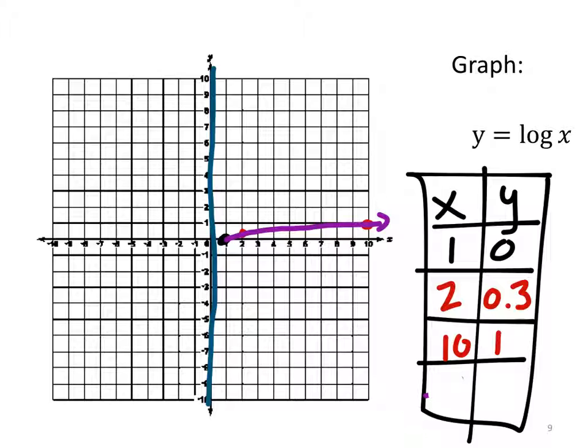So let's try a different value, such as x is, I don't know, 1/2. So log of 1/2 is negative 0.3. So we can kind of graph that in here. Negative 0.3, something like this. So again, this line is going to get really close to my y-axis, but never actually reach it.